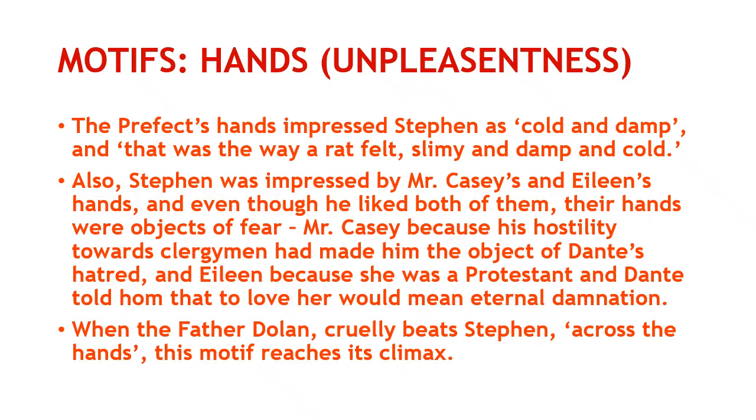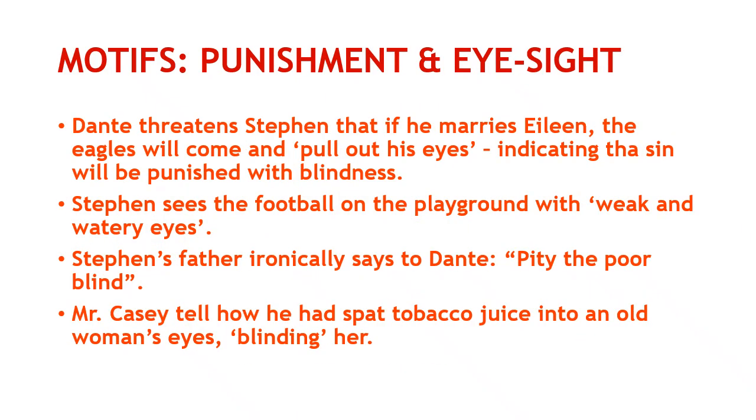Dante told him that to love her would mean eternal damnation. Next we see when Father Dolan cruelly beats Stephen across the hands. Again there's a mention of hands. This motif reaches its climax. So the motif of hands is something that represents unpleasantness for him.